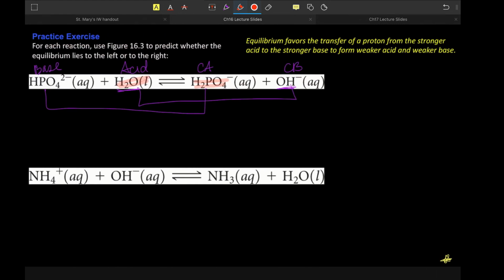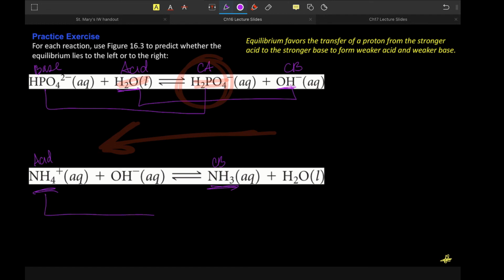If H2PO4 minus is the stronger acid, that means equilibrium lies in that direction, yes? Because that's going to be the species that does the donating of the proton. Does that make sense? All right. If we look at the second equation, again, analysis. So we have this species and then we have that species. What happens to it is that it donates a proton. So here we have an acid and here we have its conjugate base, and here we have a base and here we have its conjugate acid.